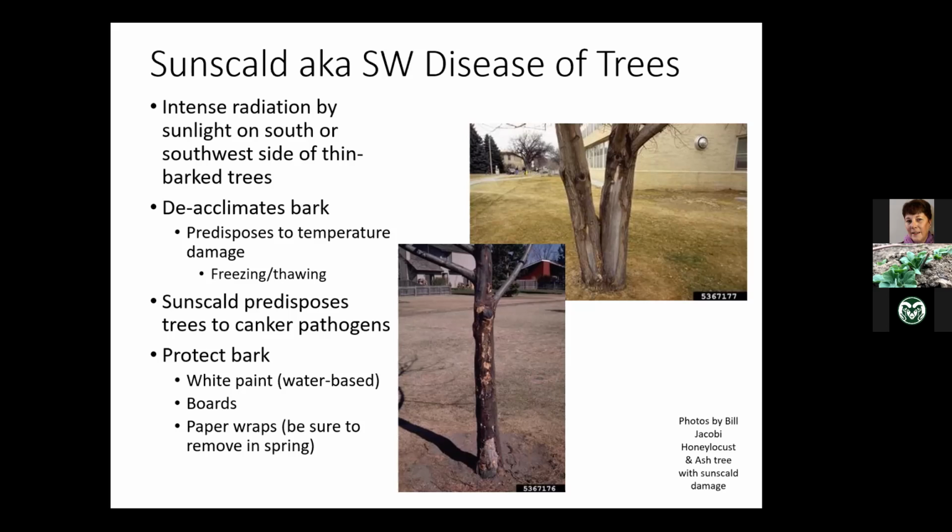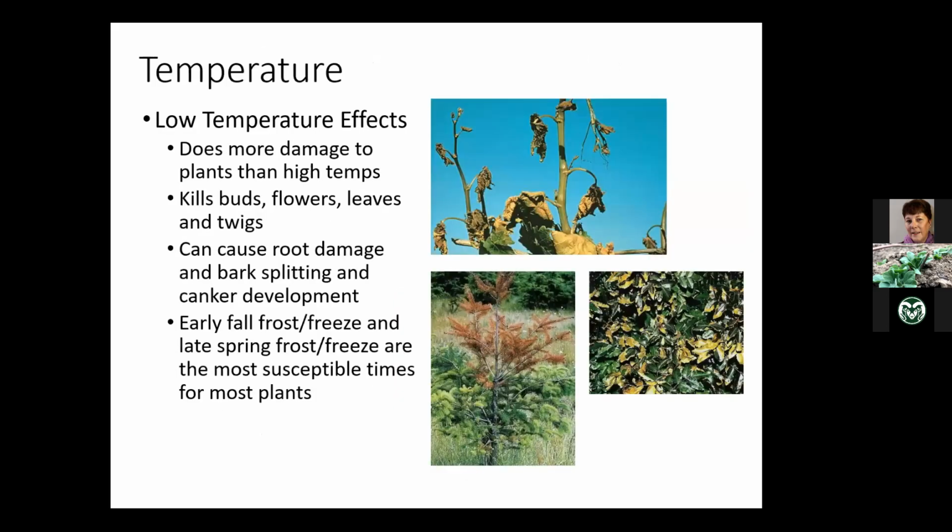Low temperature effects actually do more damage to plants than the high temperatures. The worst times to get low temperatures are early fall frost freezes and late spring frost freezes. That's because in the early fall, the trees have not gone into dormancy yet. They haven't developed their antifreeze, if you will, their winter hardiness. And so we get that early fall frost freeze, and it actually can do more damage at that point.